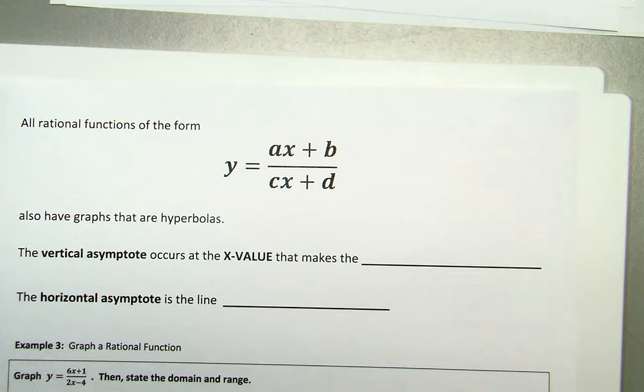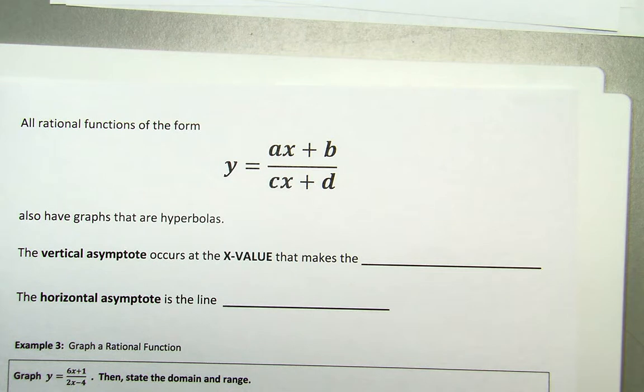So up to this point, we've talked about the parent functions of rational functions. We've talked about y equals a over x, so very simple rational functions. And then we talked a little bit about rational functions and their translations. So there's going to be one more setup that we're going to talk about for today, and that is the form y is equal to ax plus b over cx plus d. And these graphs are also hyperbolas.